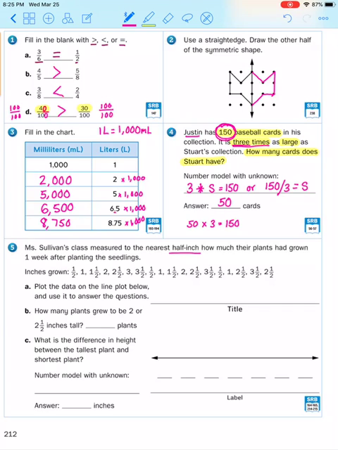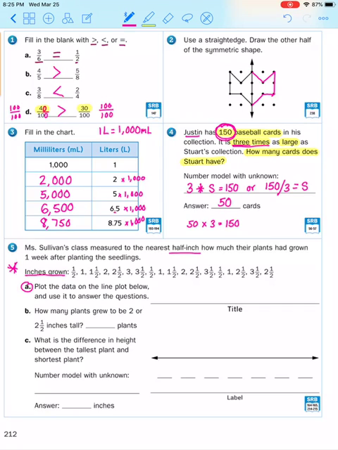How much their plants had grown 1 week after planting seedlings. So here is where they give you all of the data, inches grown. So A, plot the data on the line plot below and use it to answer the questions. So first we have to come up with a title.